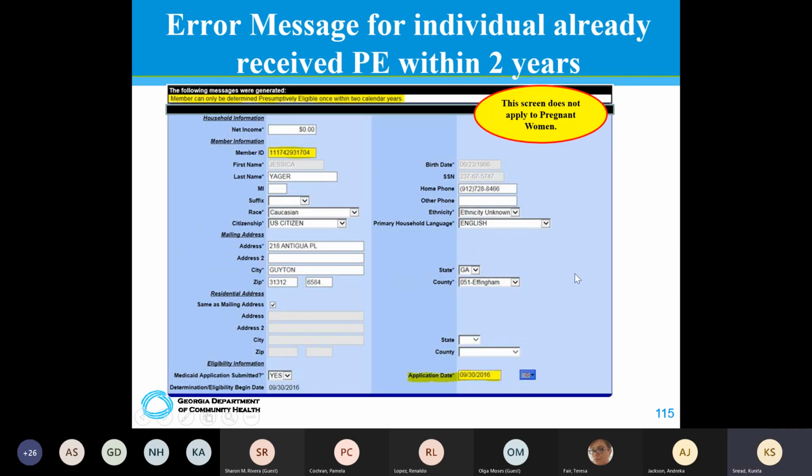Like I was telling you earlier, for some reason, an individual was approved for PE within the last 2 years, and they didn't disclose that information to you. Like I said, you have to just go through the normal process and then try to add them to GAMIS. And if GAMIS recognizes that they've already had a PE completed within the last 2 years, then it should give you this error message right here, and that way you cannot go any further.